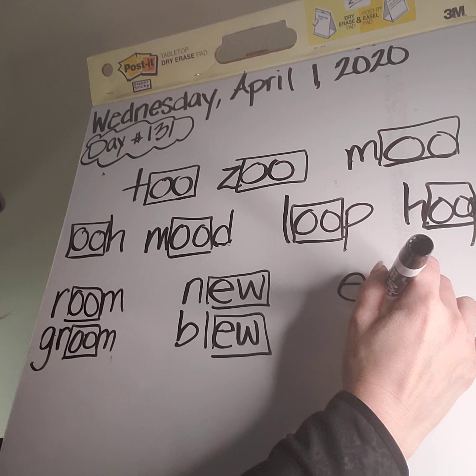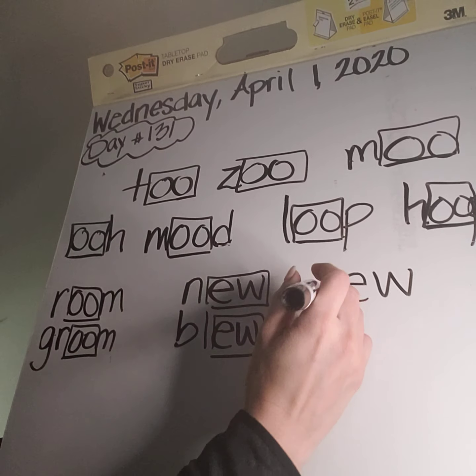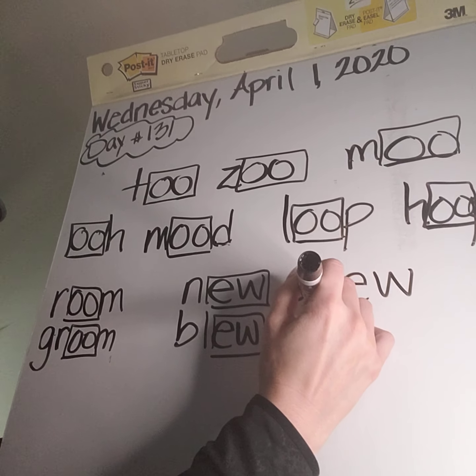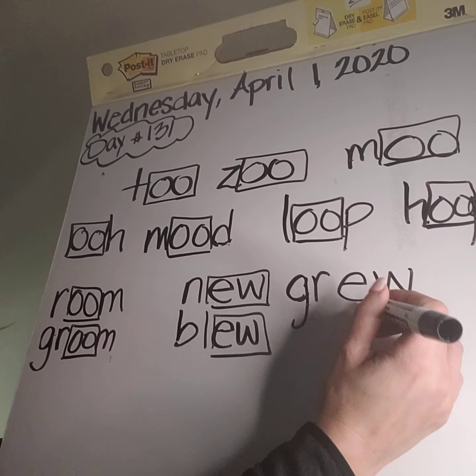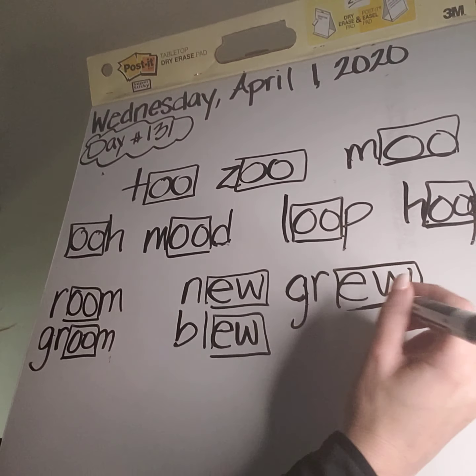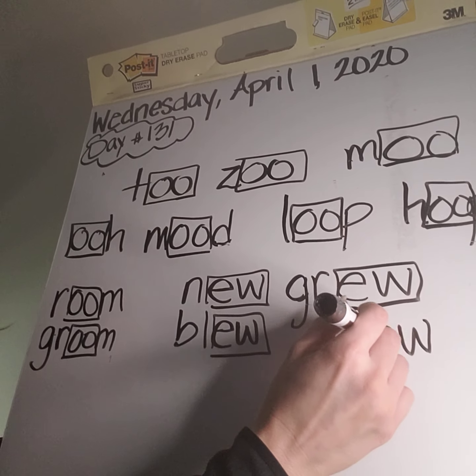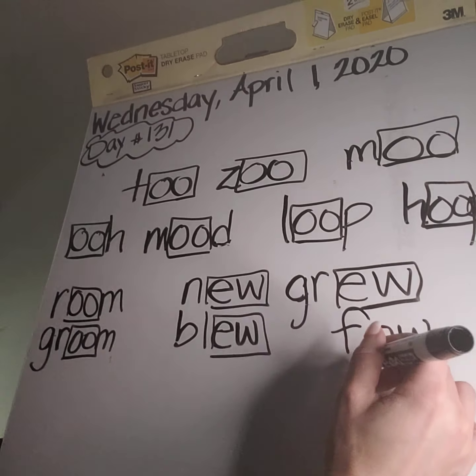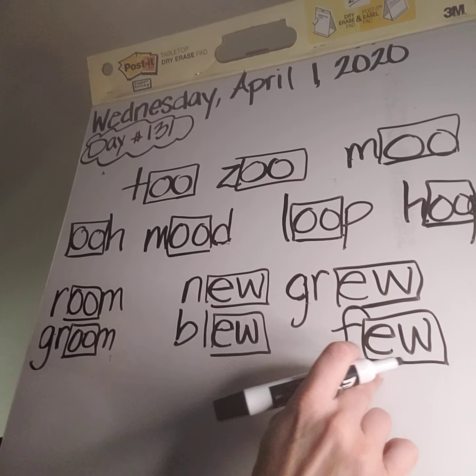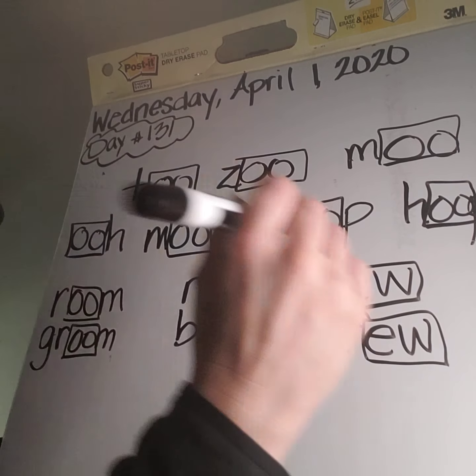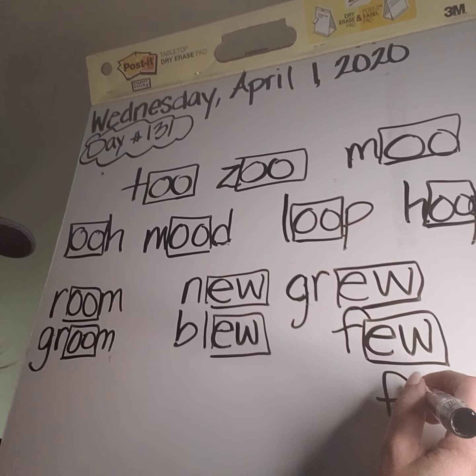Now, we're gonna add a two-letter blend in front of ooh. GR says gr, so that says grew. Then we have ooh, and I'm going to add that few. Then I'm going to take this word, I'm going to make it longer. So I'm going to use few.